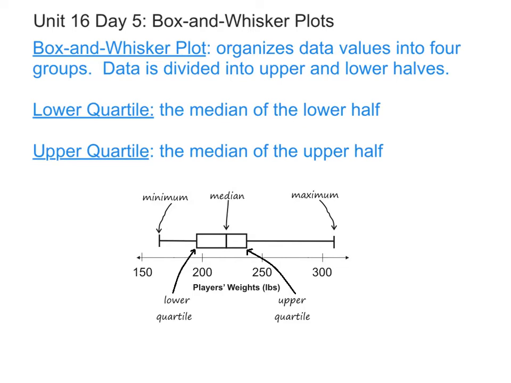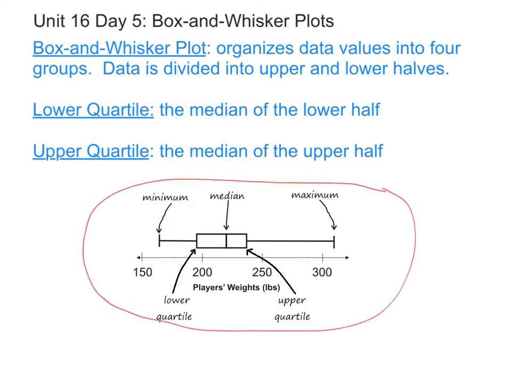Right here, it's all the definitions, all the things you are going to find on a box and whisker plot. You're going to see the minimum, the lower quartile, the median, the upper quartile, and the maximum. We're going to show how to get those values on the next slide. So make sure you write all of this down and then go to the next slide when you are ready.